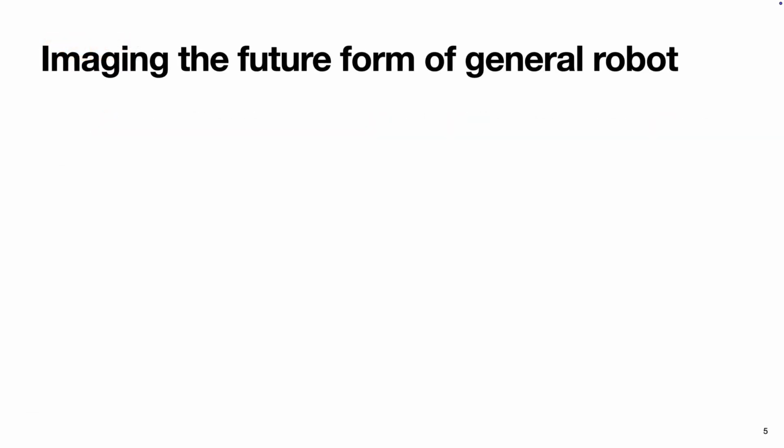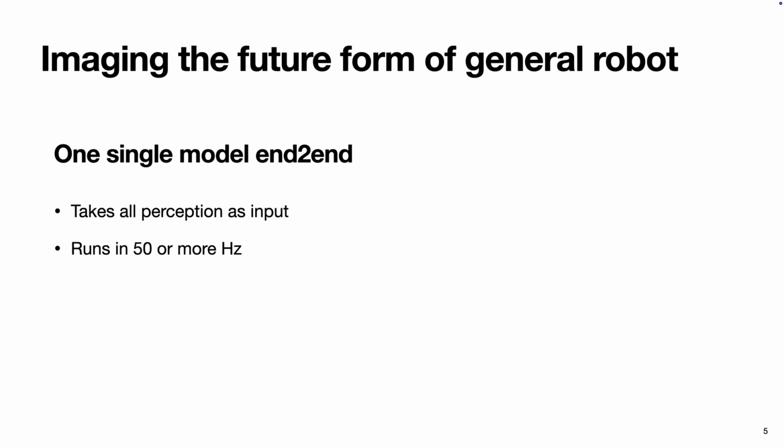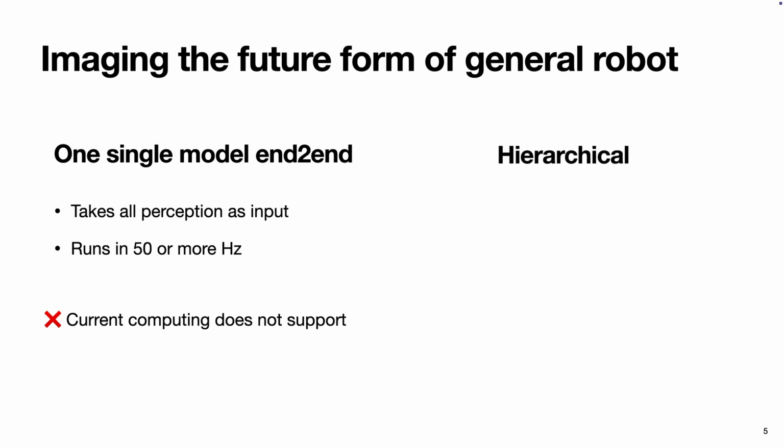Now let's think about the future form of a general-purpose robot. One possible direction is a single end-to-end model that takes all high-dimensional perception and directly outputs fine-grained actions at high frequency. But with current computing and data limitations, that is still extremely challenging. A more practical alternative is a hierarchical system, where high-level planning and low-level control are separated.